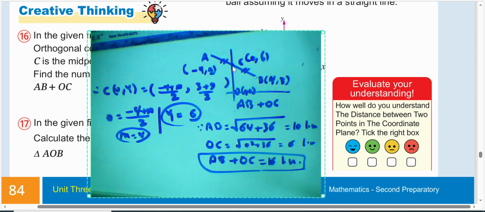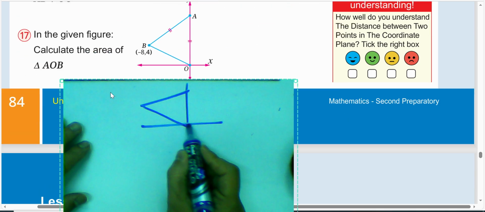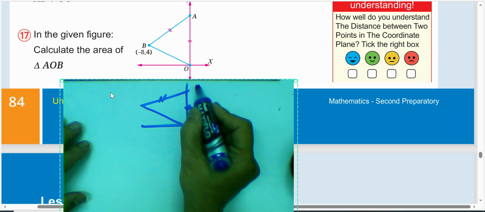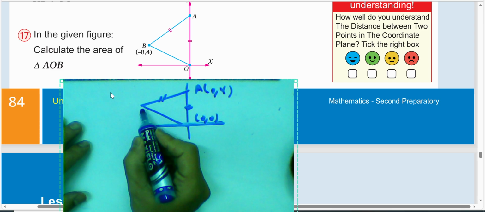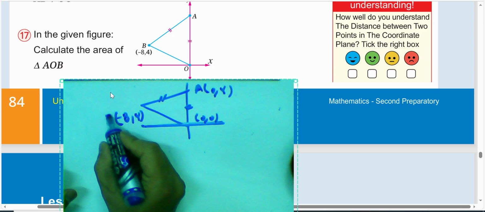Okay, this is question number 16. Next question. This side length equals this side length. We have point A, I will put (0, y), and here (0, 0). And we have (negative 8, 4), which will be point B.